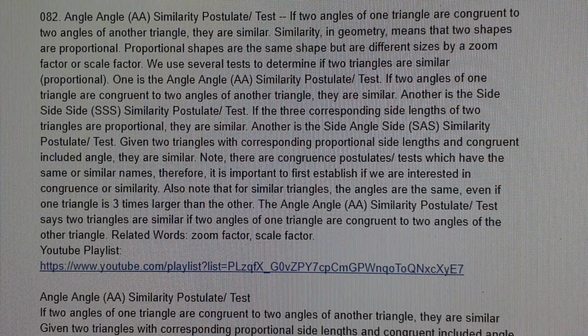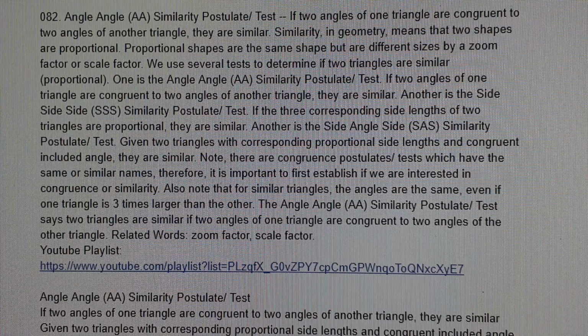One is the angle-angle (AA) similarity postulate test. If two angles of one triangle are congruent to two angles of another triangle, they are similar. Another is the side-side-side (SSS) similarity postulate test. If the three corresponding side lengths of two triangles are proportional, they are similar.